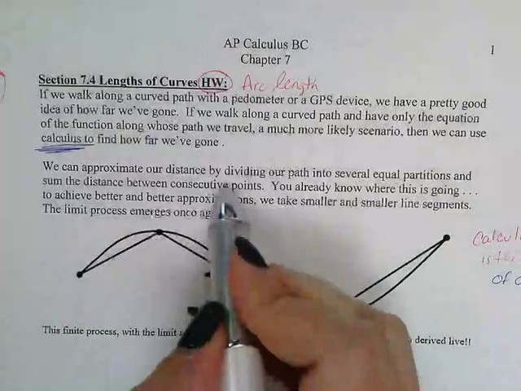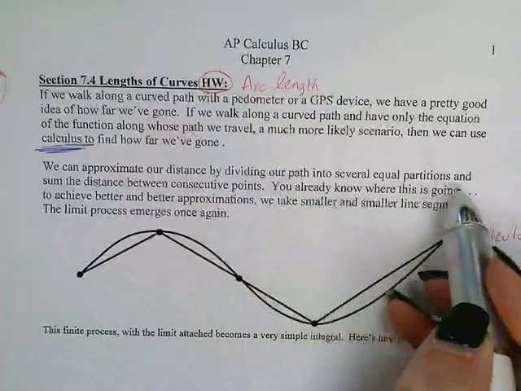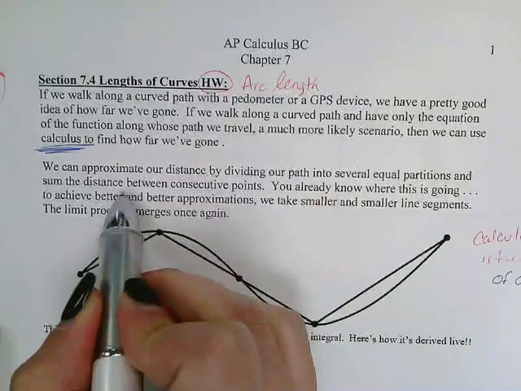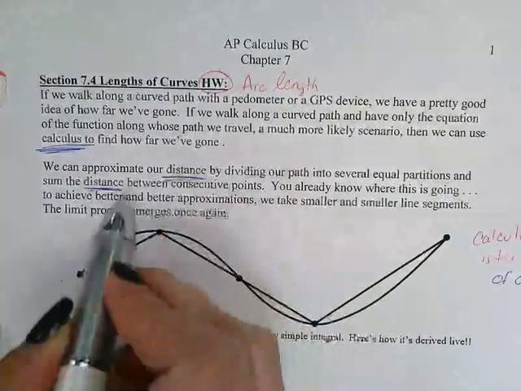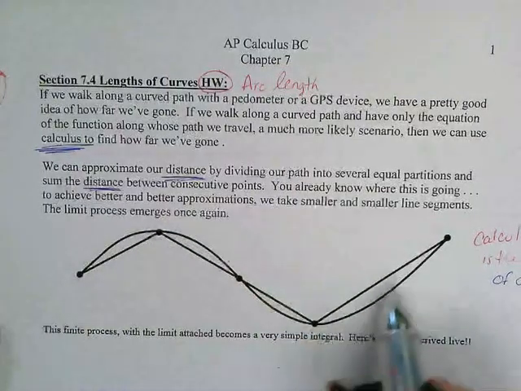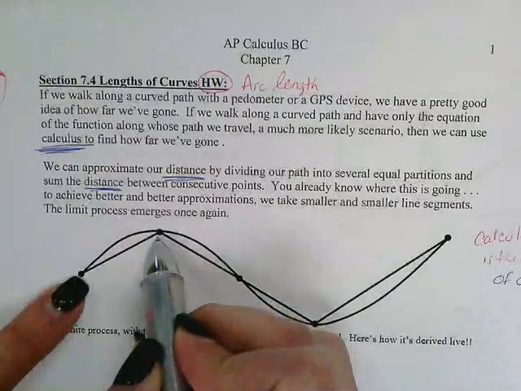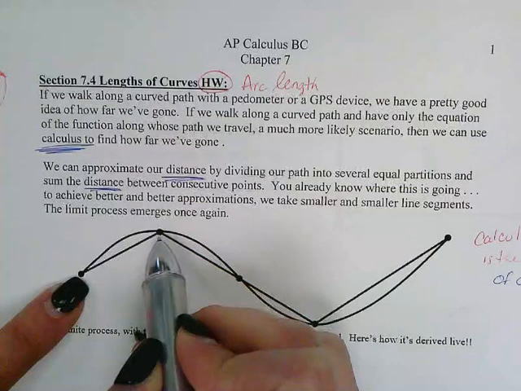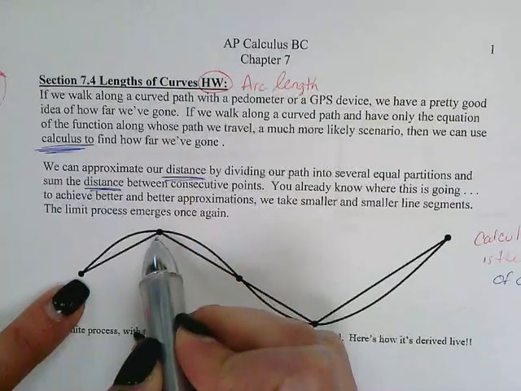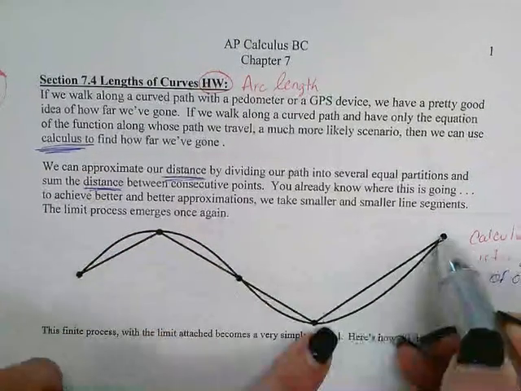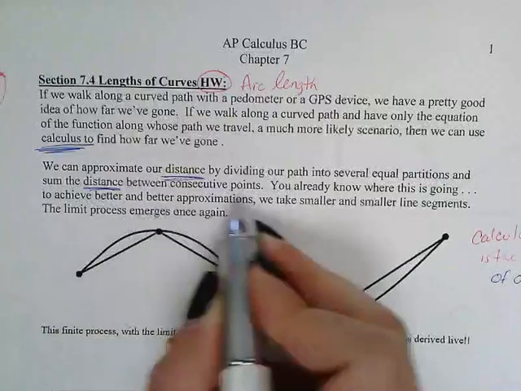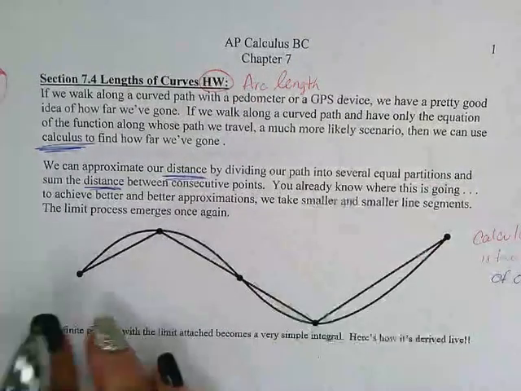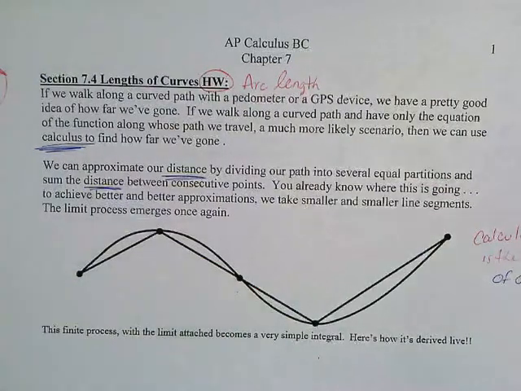So we can approximate our distance by dividing our path into several equal partitions and sum the distance. Okay, so we're approximating the distance that we have traveled by breaking up that path into equal partitions, and then we can add all of these distances between the points, and we'd get our total distance. But of course it's an approximation, which is usually what calculus is.